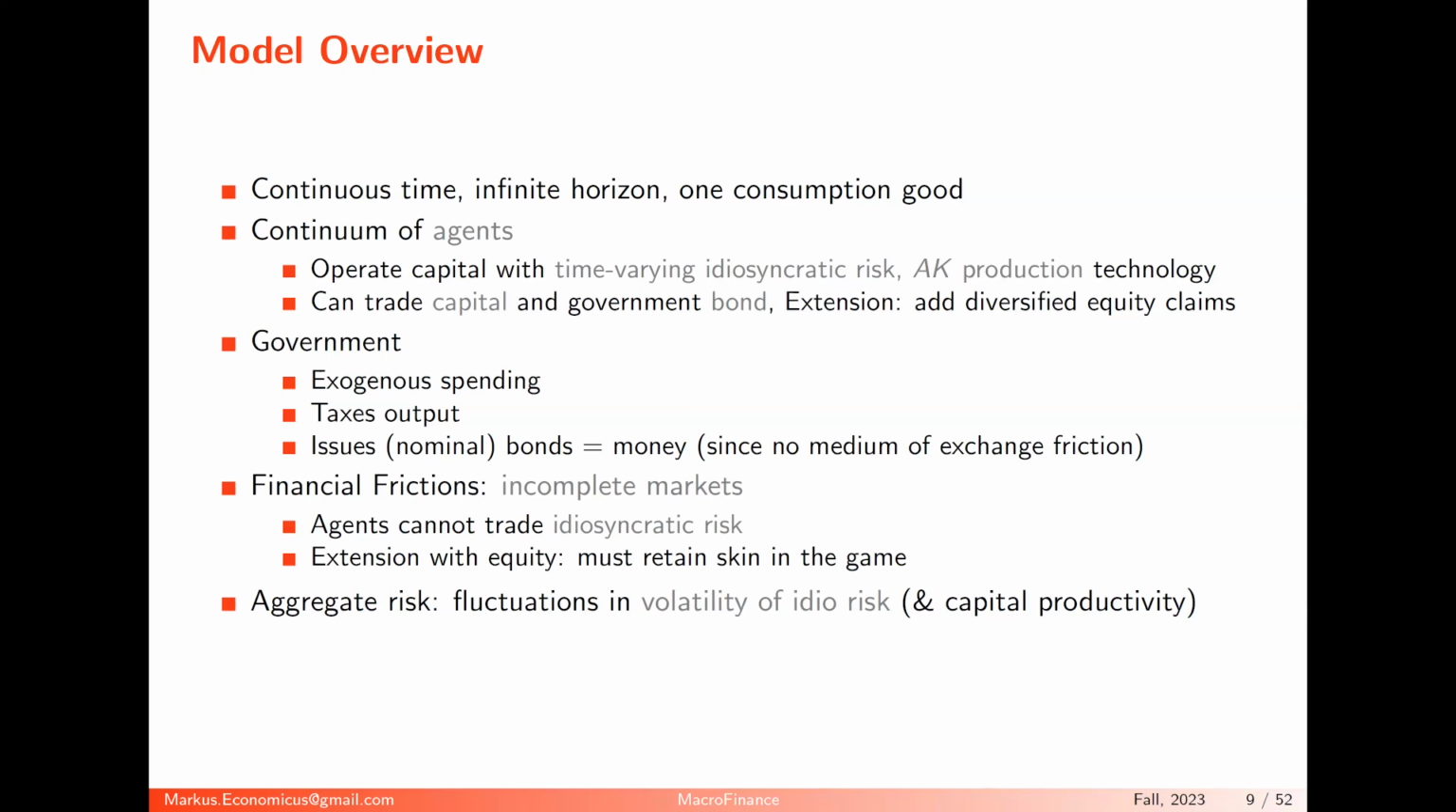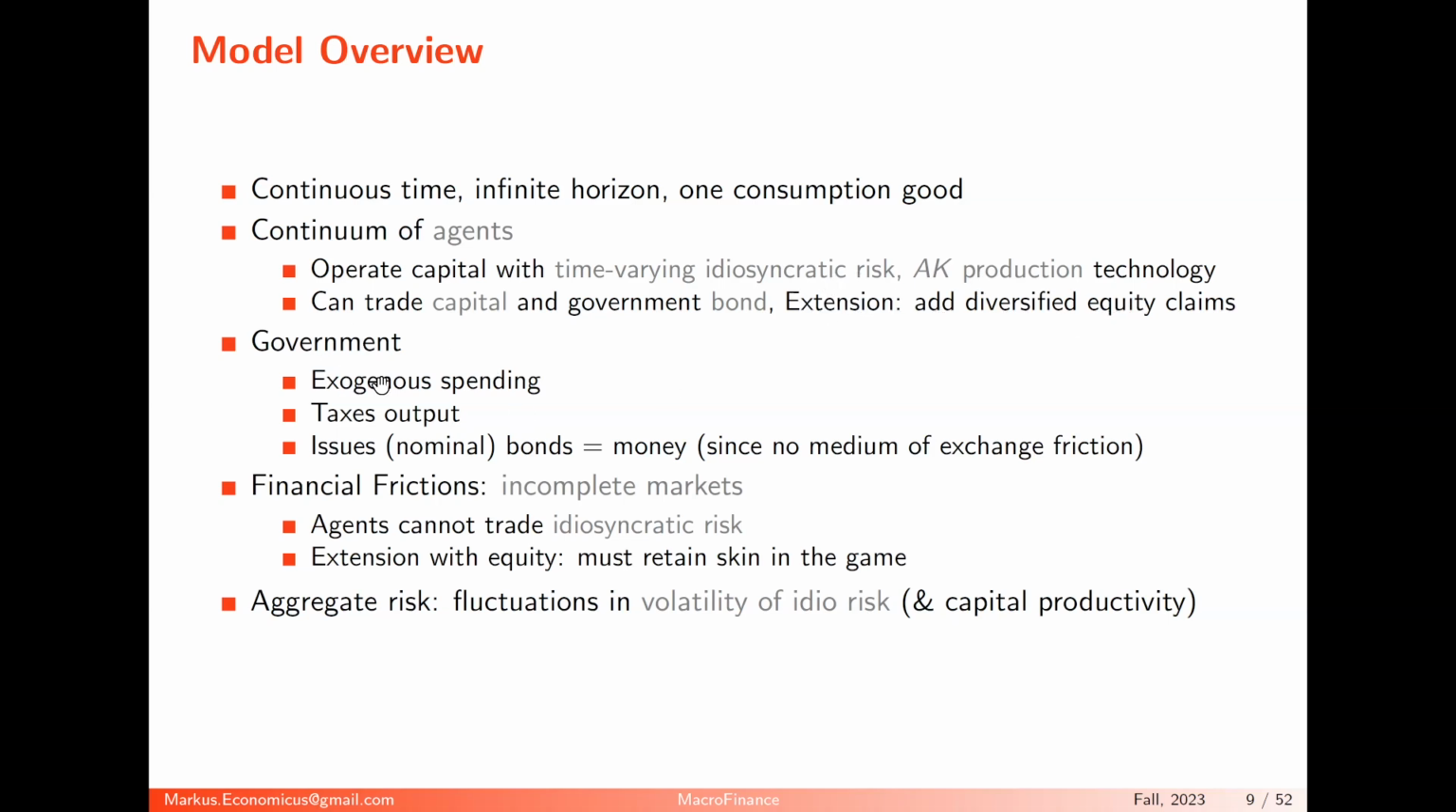So we have a continuous time, infinite horizon setting. There's one consumption good only. There's a continuum of agents. And in this model, they operate some AK production technology, which here should be not time varying. For today, it will not be time varying. And they can trade the capital stock as before. They can trade the government bonds. You can think of the government bond also as money. There's no medium of exchange role of money here. And they will not issue any equity or anything. Those are extensions we only do next time. So perhaps I should not even mention that here as well.